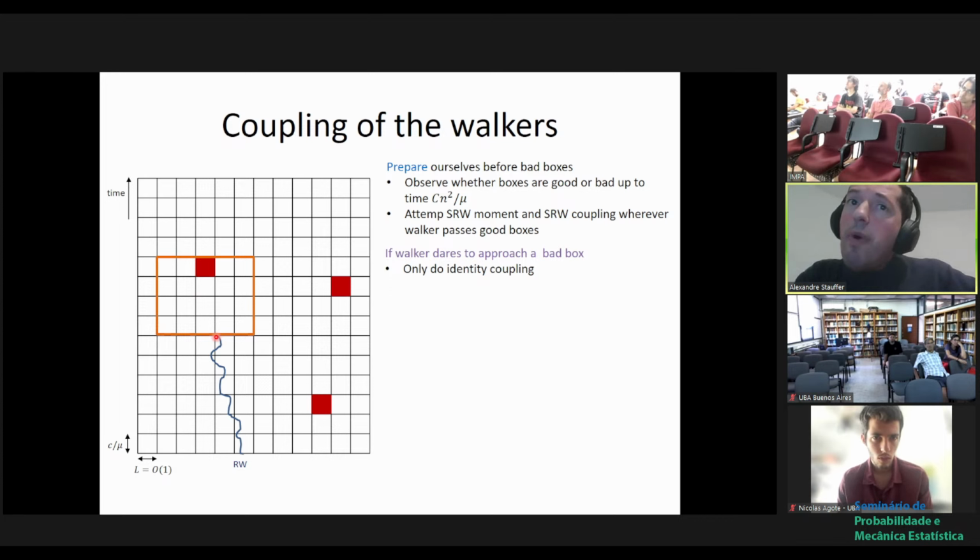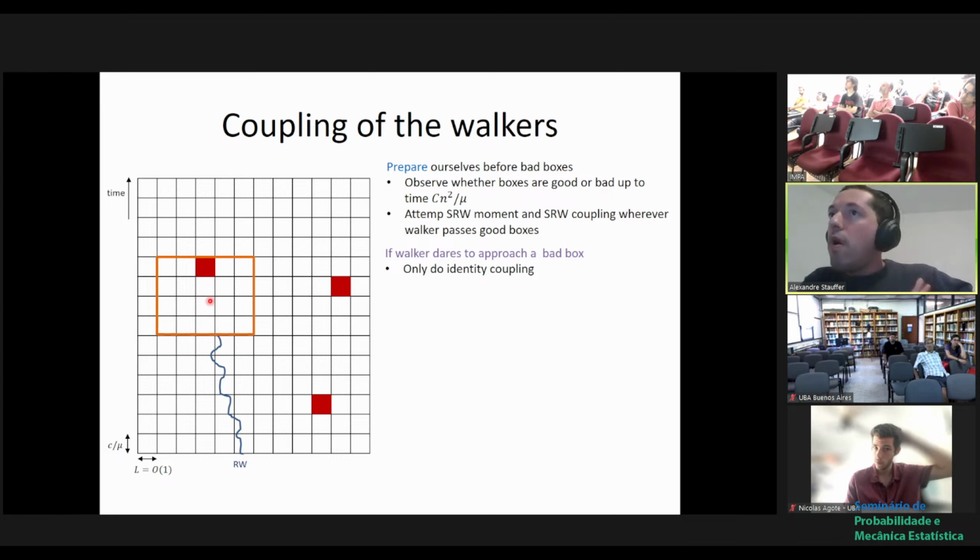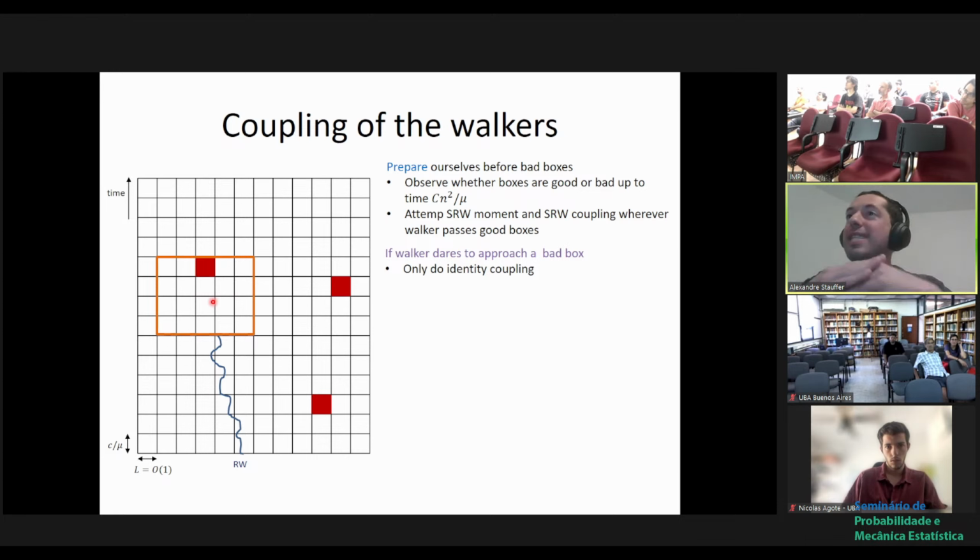Then the idea is when the walker enters this region, this protection zone around the bad box, I turn off the simple random walk moments. That is, the walker inside here is passing through good boxes, but I won't do a simple random walk coupling anymore with the other copy of the walker. I'm just going to do identity coupling. And the reason is just to give a chance for the environments to start coupling around the walker in preparation for the walker to enter the bad box.